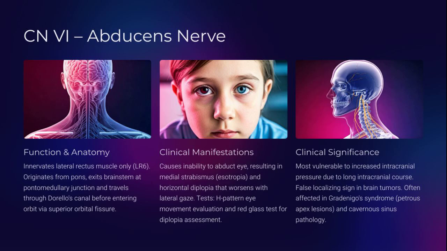Controls the lateral rectus. Lesion here means medial deviation and diplopia. Raised intracranial pressure? Cranial nerve 6 is the first to go. Always check that lateral gaze.